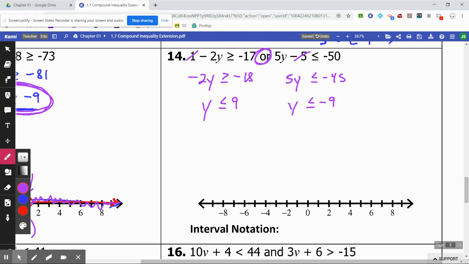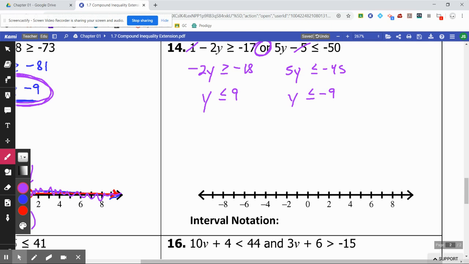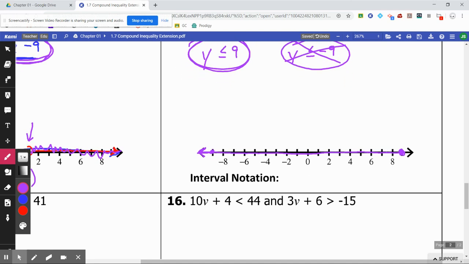So since it's an OR, we're going to include every one of these numbers in our answers. All numbers that are less than 9, which would be all of these numbers, in addition to every number less than negative 9. Well, I think we've already counted those. So all the numbers less than negative 9 would be inside of this. So all of these numbers are actually included in these numbers. So therefore, as a final answer, we can just say, well, that's just all the numbers less than or equal to 9. So it'd be all the numbers from negative infinity up to 9, including 9.